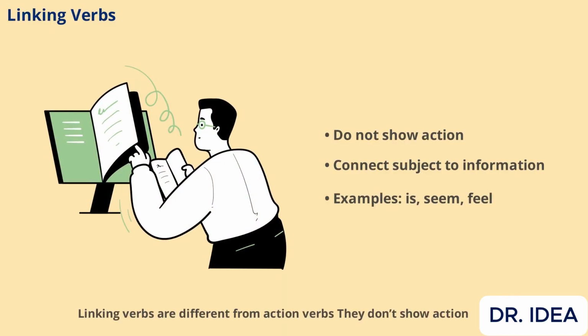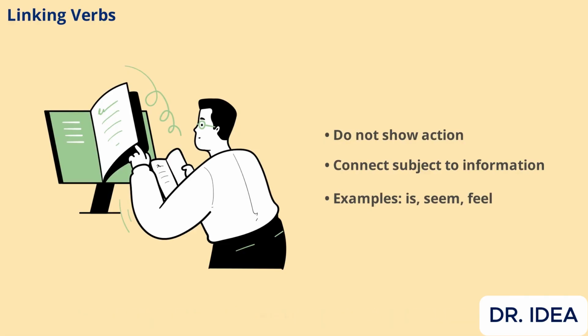Linking verbs are different from action verbs. They don't show action. Instead, they connect the subject of a sentence to more information about it. Common linking verbs include am, is, are, was, were, seem, become, and feel. For example, in "He is happy," is links the subject he to the description happy.